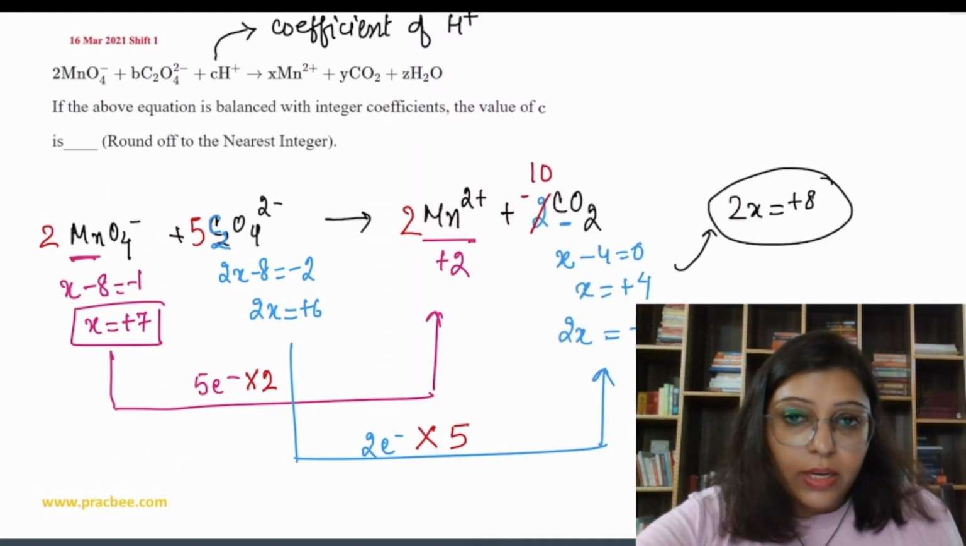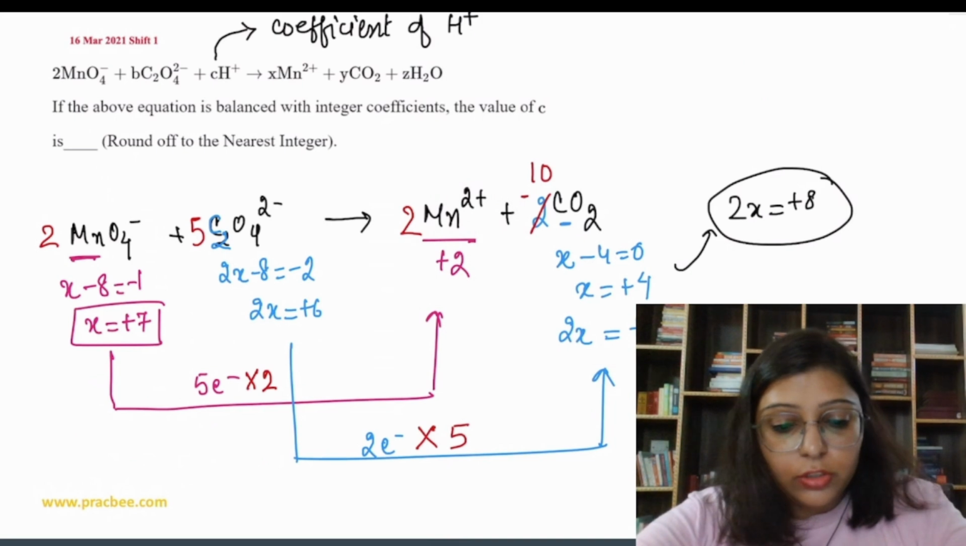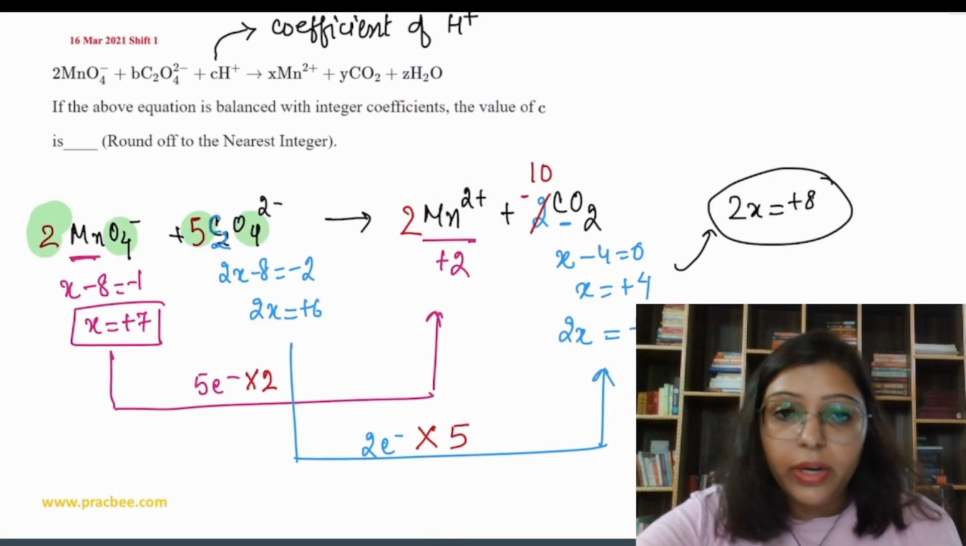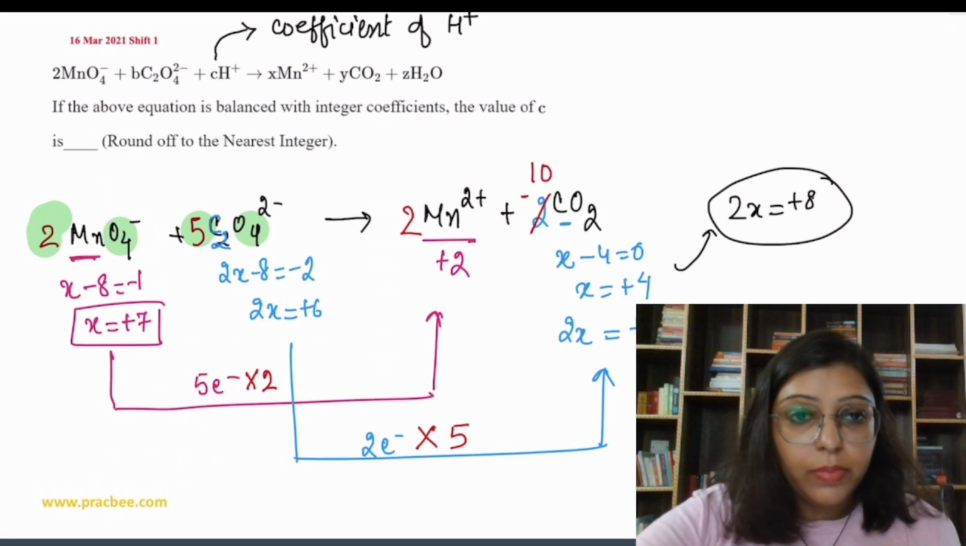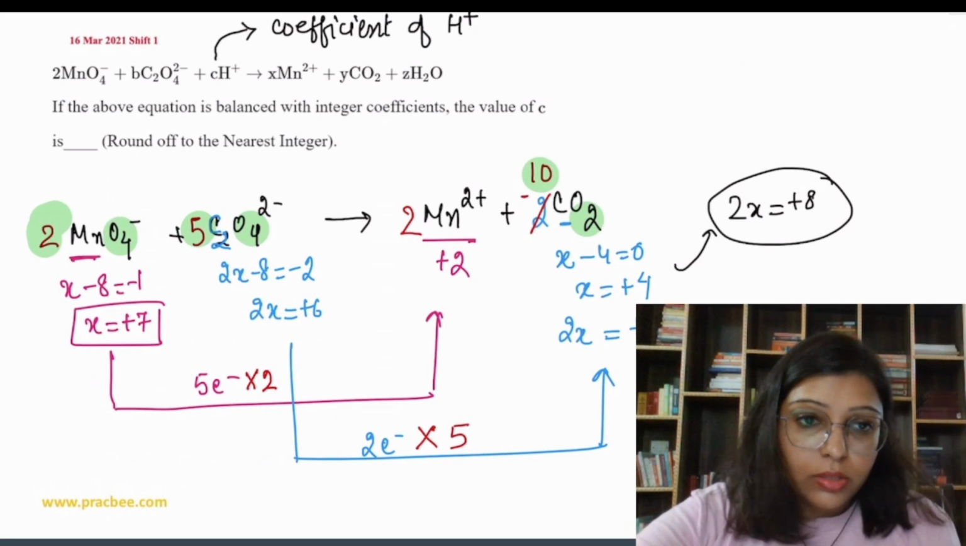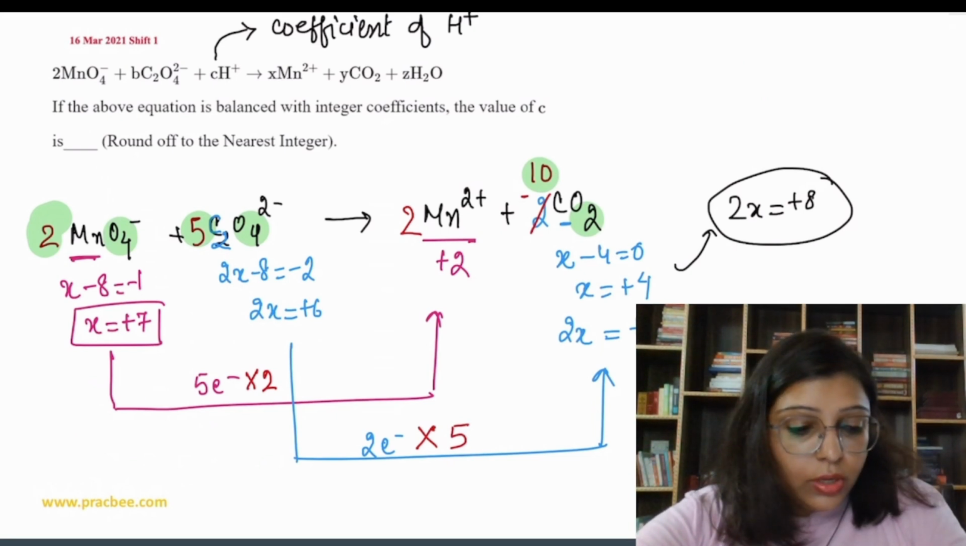And in order to balance oxygen, we have to count the number of oxygen atoms. So here 2 4s are 8 and 5 4s are 20. So 20 oxygen atoms are present on the left hand side. Here 10 2s are 20 oxygen atoms on the right hand side. So it means we have to write 8 H2O over here.